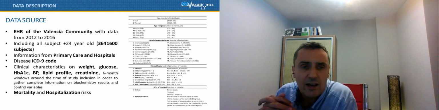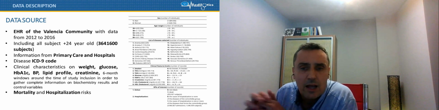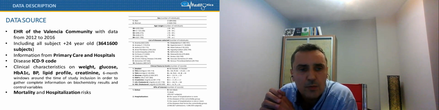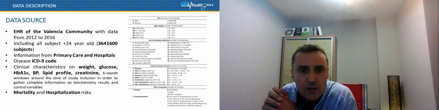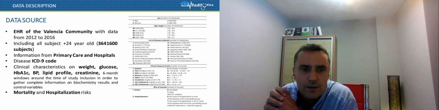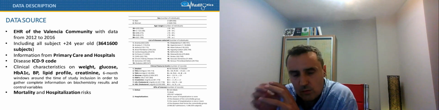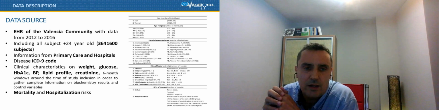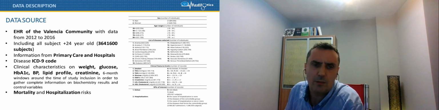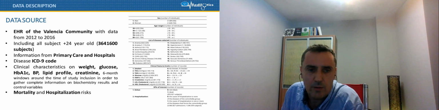To do this, we have a data source that is related with electronic hospitalization rates of the Valencian community, with data that comes from 2012 to 2016. This includes all subjects from 24 years old, and the information with which we work is related to primary care and hospitals, and information about clinical features and biochemistry.